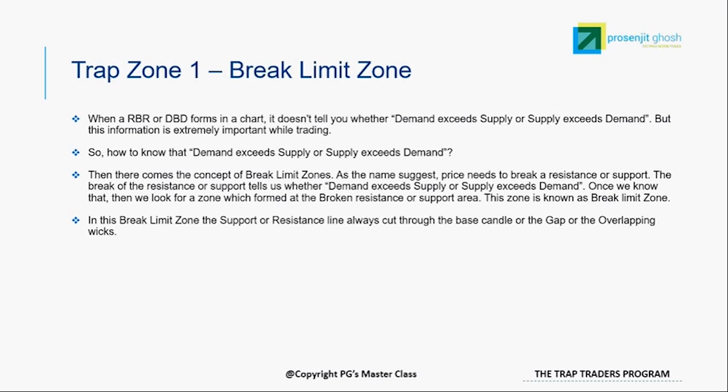Okay. In this break limit zone, the support or resistance line always cuts through the base candle or the gap or the overlapping wicks. So how does it happen? This is a well established resistance, maybe minor, maybe major. Price is coming up with a momentum rally candle, then it creates a base, and then it breaks the resistance, moves up and closes above the resistance.